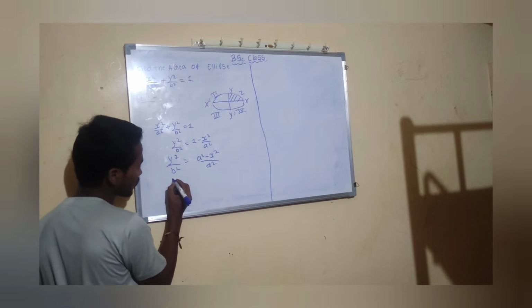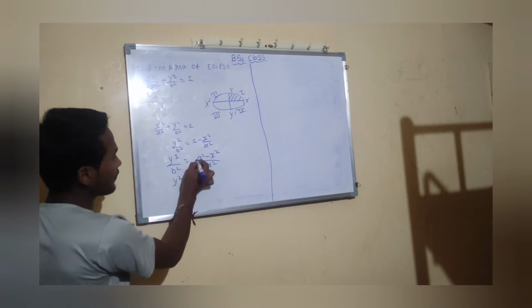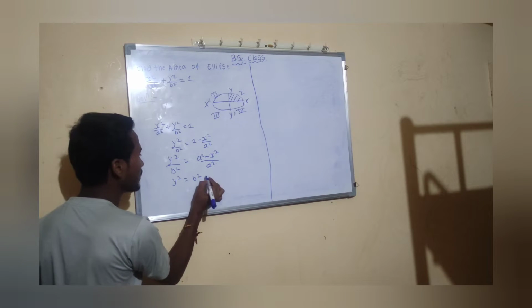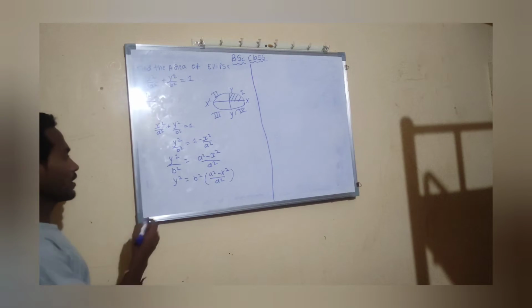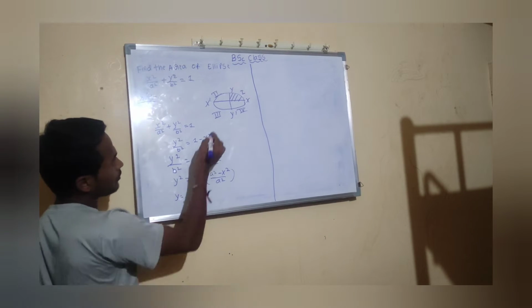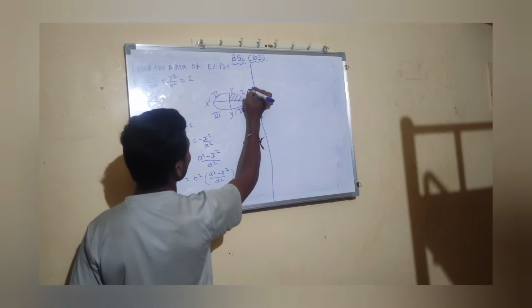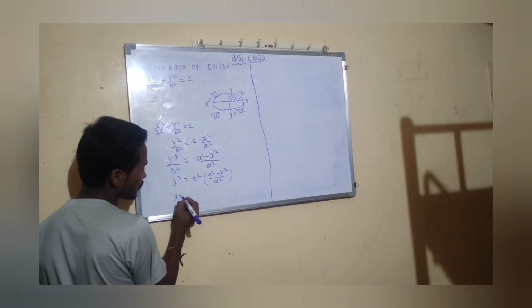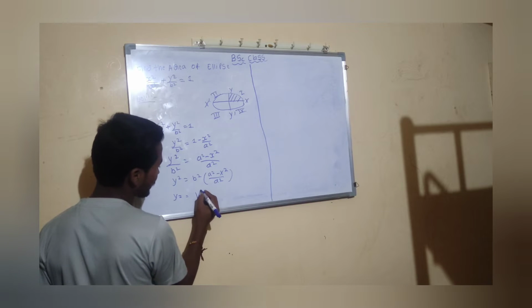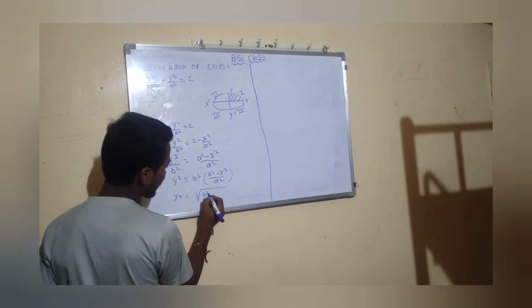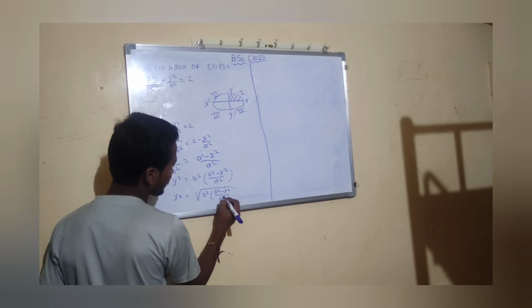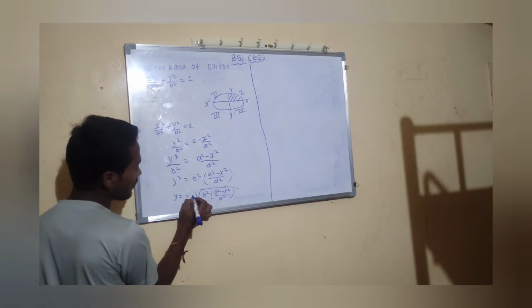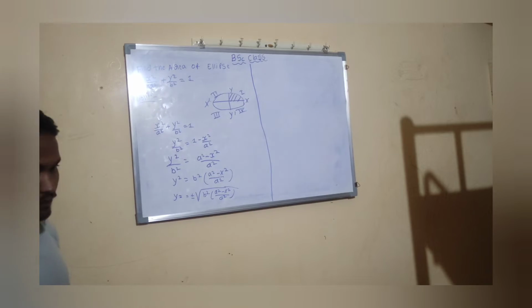Then y square into, by cross multiplication, gives b square times the bracket a square minus x square divided by a square. Taking the square root, we only need y, which lies along the y axis in the first quadrant. So y equals square root of b square times the bracket a square minus x square divided by a square. A square root means plus or minus, so both signs apply.